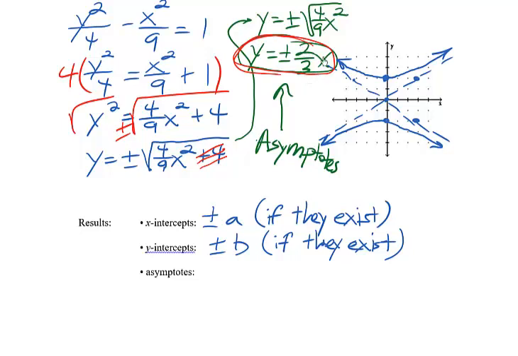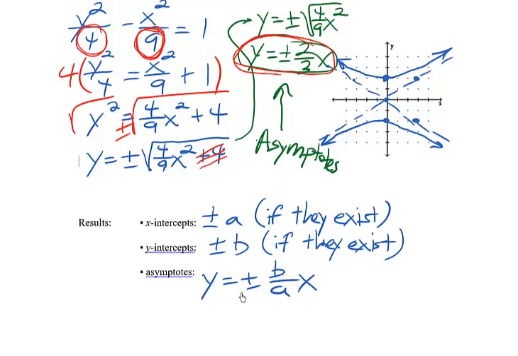Why did it come out to be a 2 on the top and a 3 on the bottom here? Because those are the a and b numbers. In particular, the 2 is the b. The square root of the number underneath the y part is the b. And the a is the 3. The square root of the number under the x part is the a. So what we're saying is every single time the asymptotes are always going to be plus or minus b over a x. In this case, it was 2 over 3 because that was the b over a.